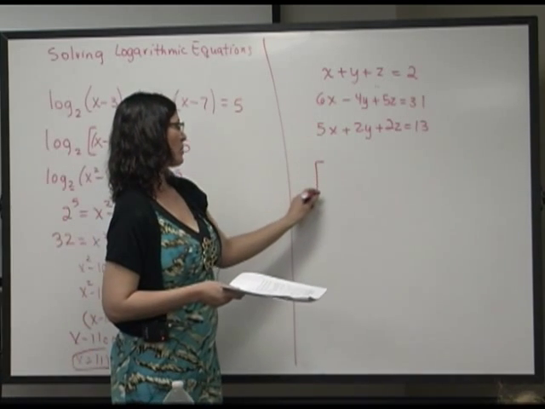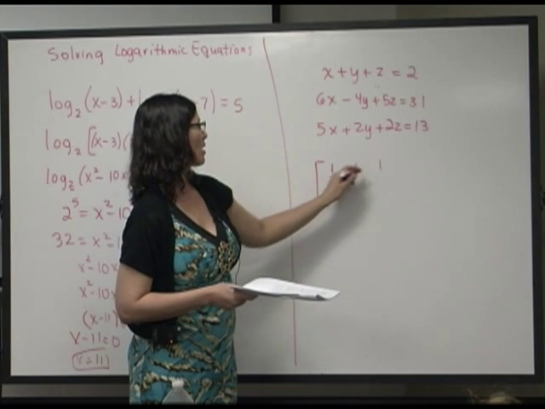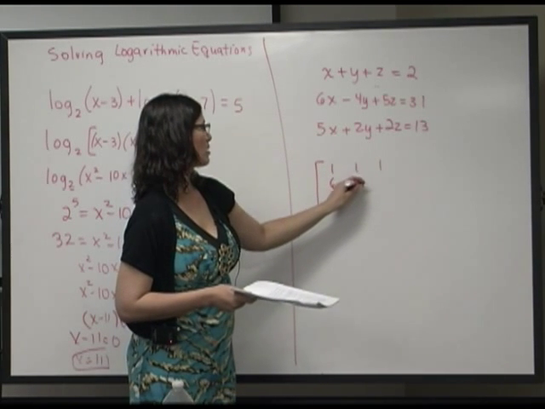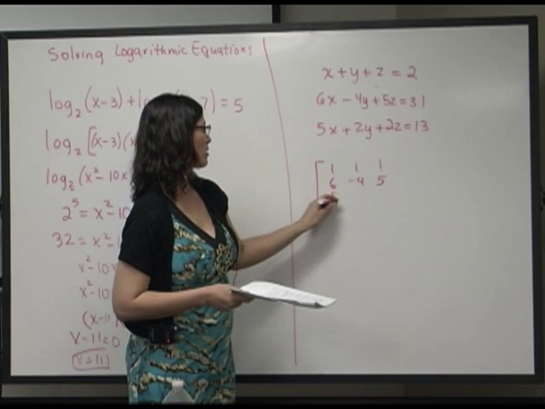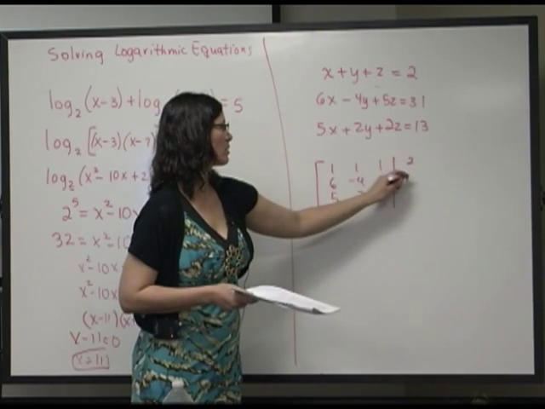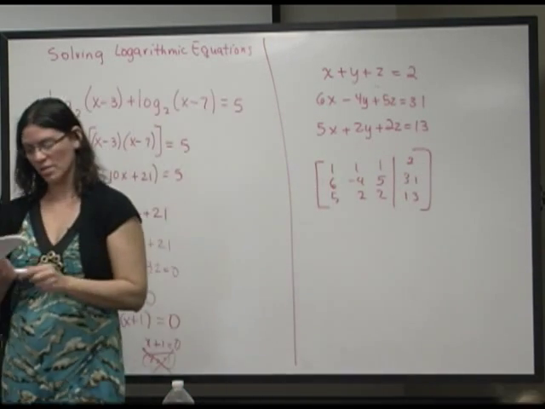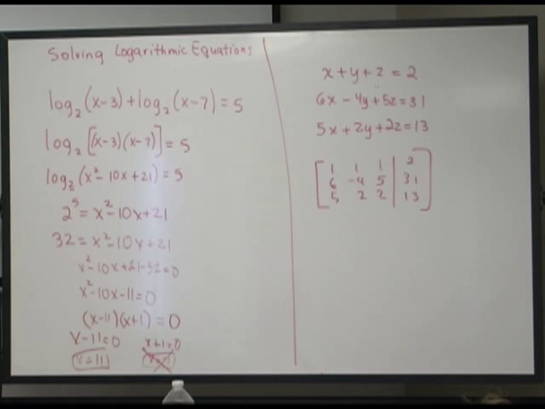So basically, we write the matrix with all the coefficients on one side, and the constants on the other. That will be the augmented matrix.